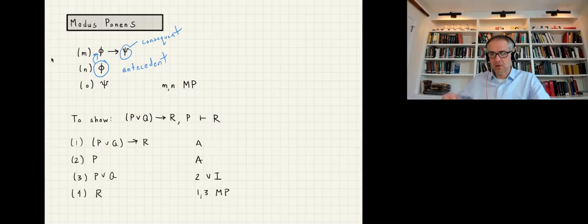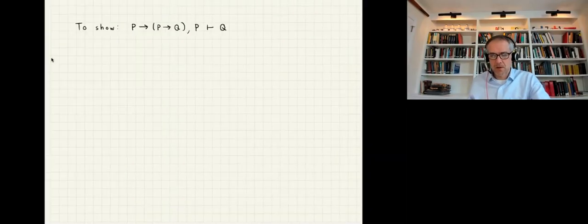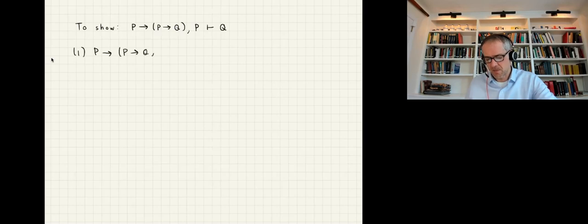Okay, so there's a worked proof with modus ponens. Let's do one more with modus ponens. Here we want to show that Q follows from if P, then Q, and P. Together those two give you Q. So again, write down my assumptions. If P, then Q. It's an assumption. And then I'm given P is another assumption.